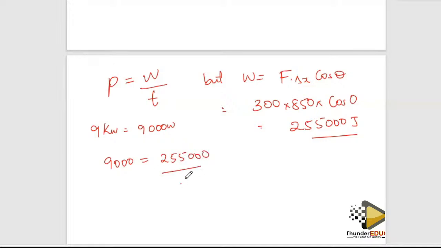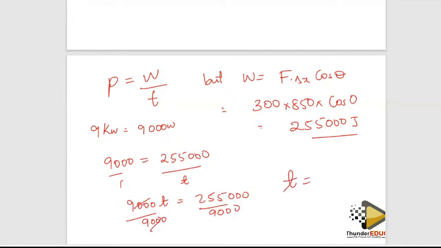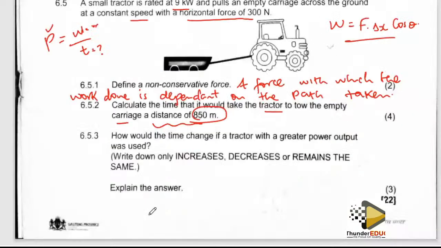255,000 divided by the time. And cross multiply so that I have my 9,000 T is equal to 255,000. Divide both sides by 9,000 over 9,000. Okay, so this is giving me 28,33. Okay, that would be seconds. So guys, that's how we get that 28,33 seconds.